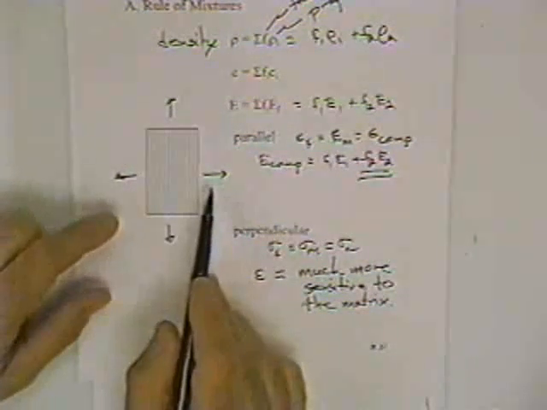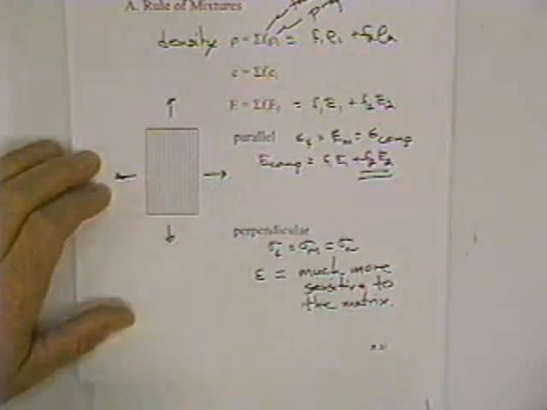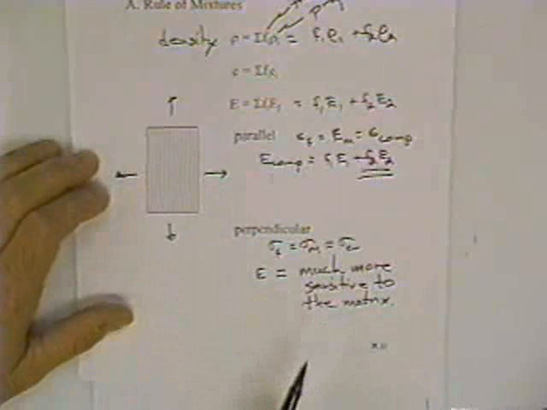While the higher volume fraction will help you some, you can see here really that if you're going to pull this way, the fibers aren't going to contribute anywhere near as much as the matrix. So here you're going to have a modulus that would be much closer to the matrix value than you would in the parallel value.